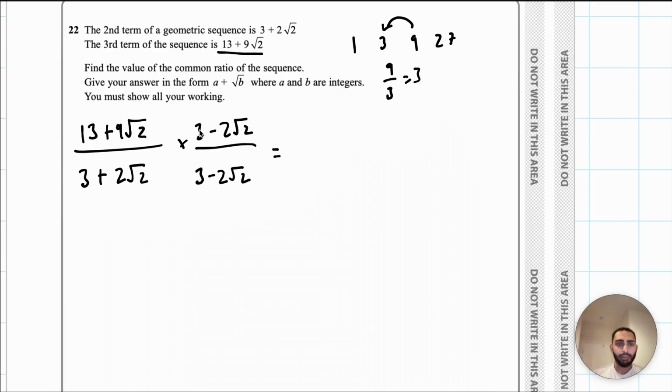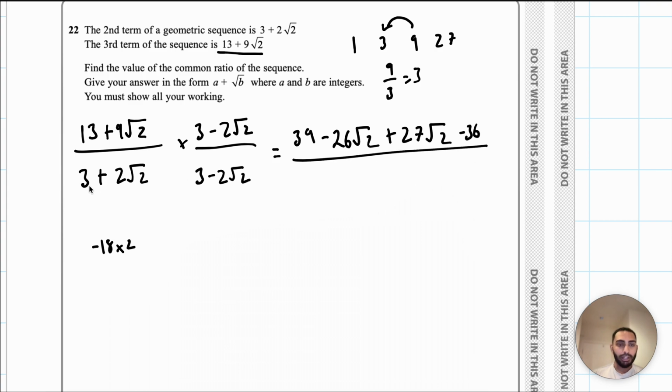So 13 times by 3 is 39, and 13 times by negative 2 root 2 is negative 26 root 2. 9 root 2 times by 3 is 27 root 2. And 9 root 2 times by negative 2 root 2. The 9 times by the negative 2 is negative 18. And root 2 times by root 2 is 2. So it's negative 18 times 2, which is negative 36.